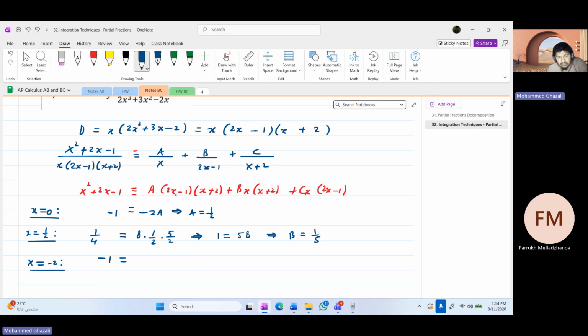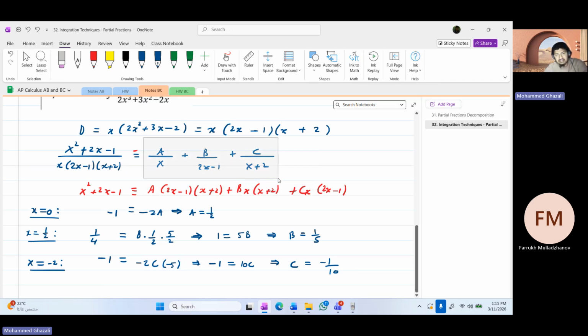If x is equal to -2, that is a 0, that's a 0. That is -2, so minus 2c into -5. This implies I'm getting -1 is equal to 10c. This implies c is now equal to -1 over 10. Right, great.